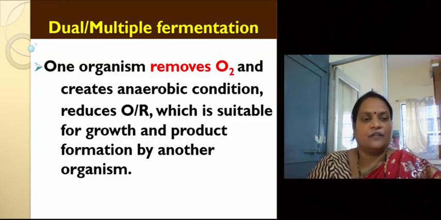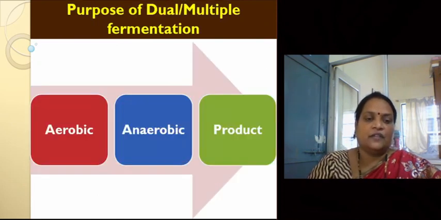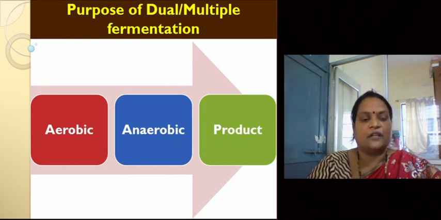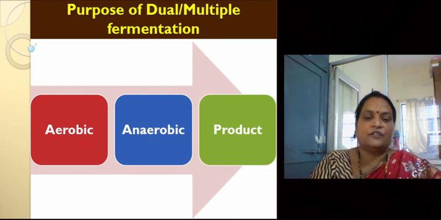The next purpose of dual or multiple fermentation: one organism removes oxygen and creates anaerobic conditions, reduces oxidation reduction potential. And in these reduced conditions, the other organism will grow and will produce the product. One organism is added, the conditions are aerobic initially, the organism will consume the available air, the available oxygen, and will create anaerobic conditions. Because the oxygen is consumed, the conditions will become anaerobic. And in these anaerobic conditions, our fermentation organism will grow and it will convert the substrate into the product.